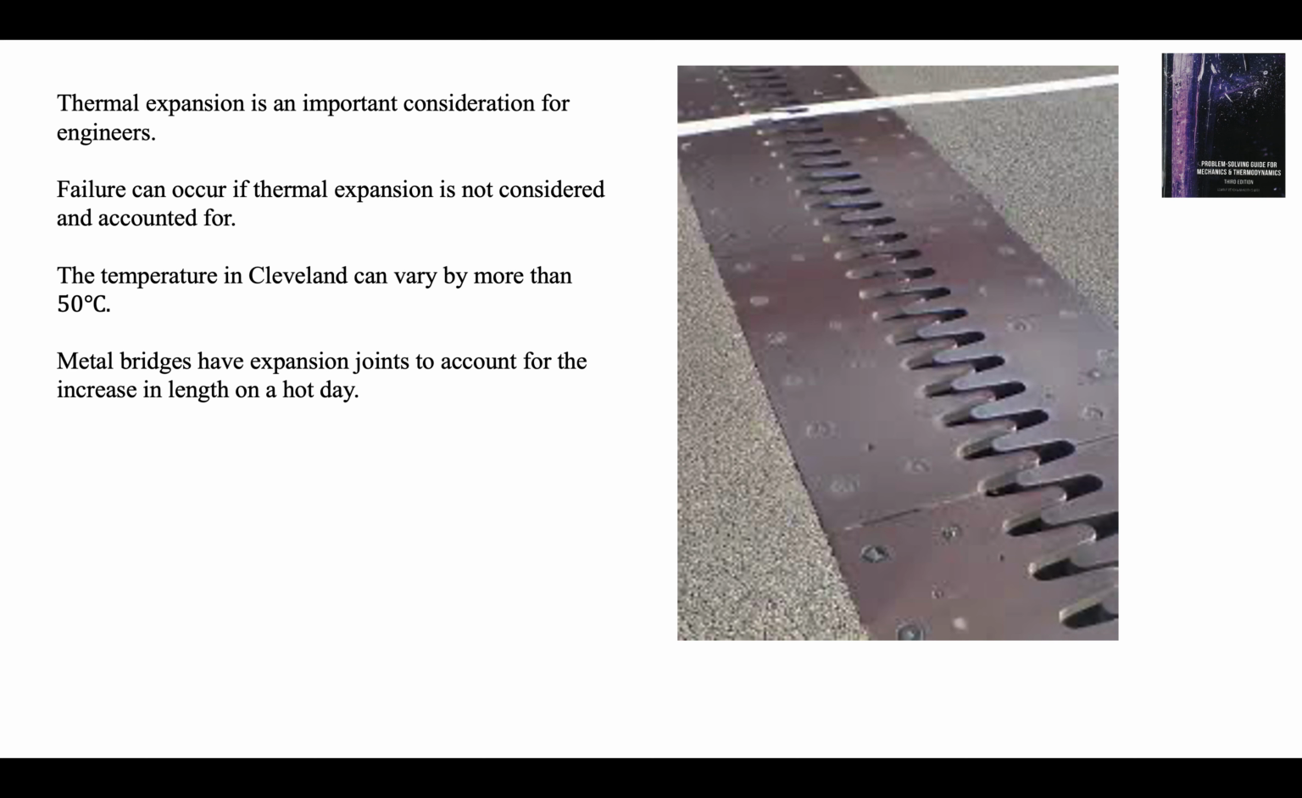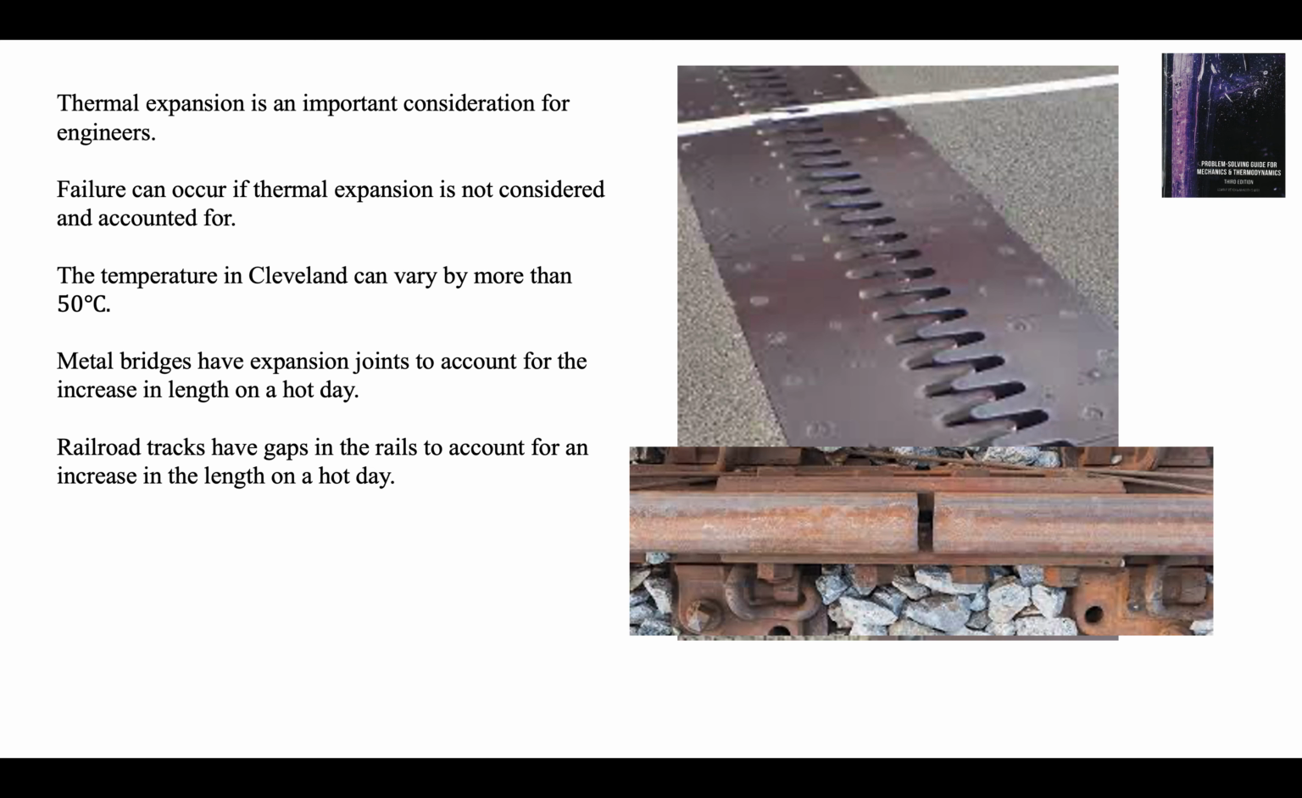On a hot day, those teeth will come in. On a cold day, they will retract, and cars will still be able to drive on that road. Railroad tracks have gaps in the rails to account for an increase in length on a hot day. So there's a gap right here. When it's really hot, these things are going to be close. When it's cold, they're going to be separated more.